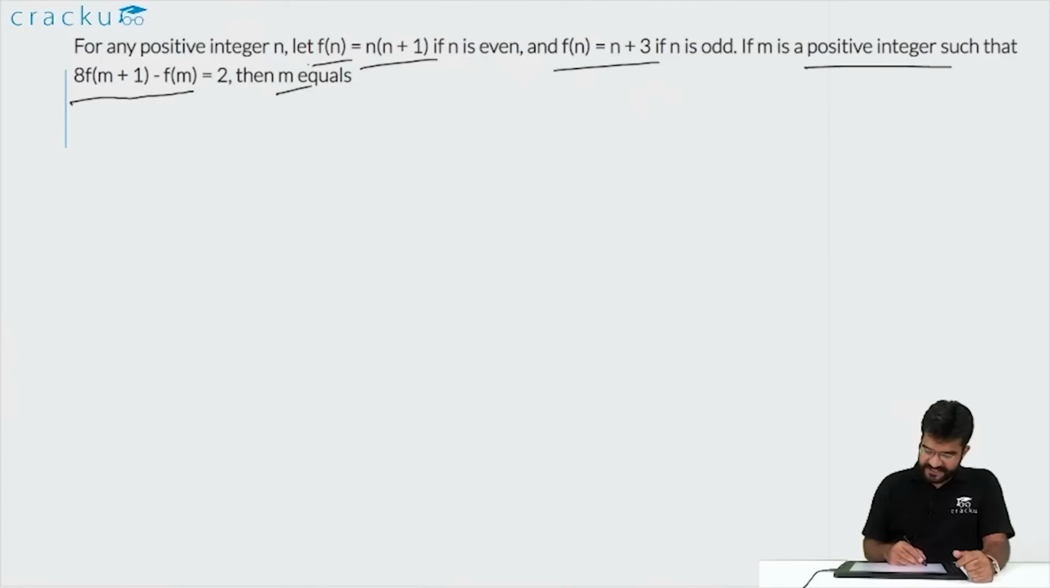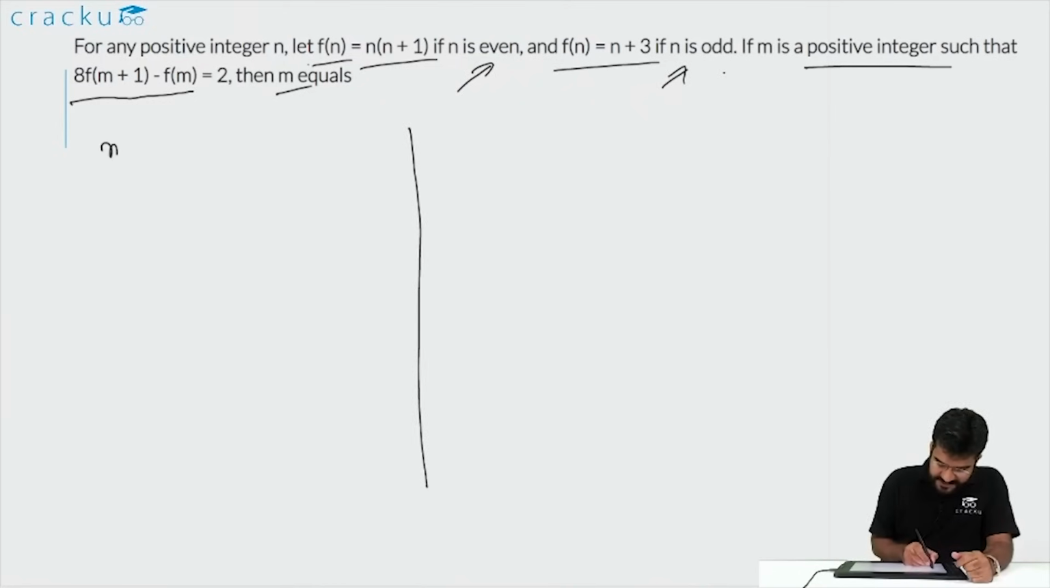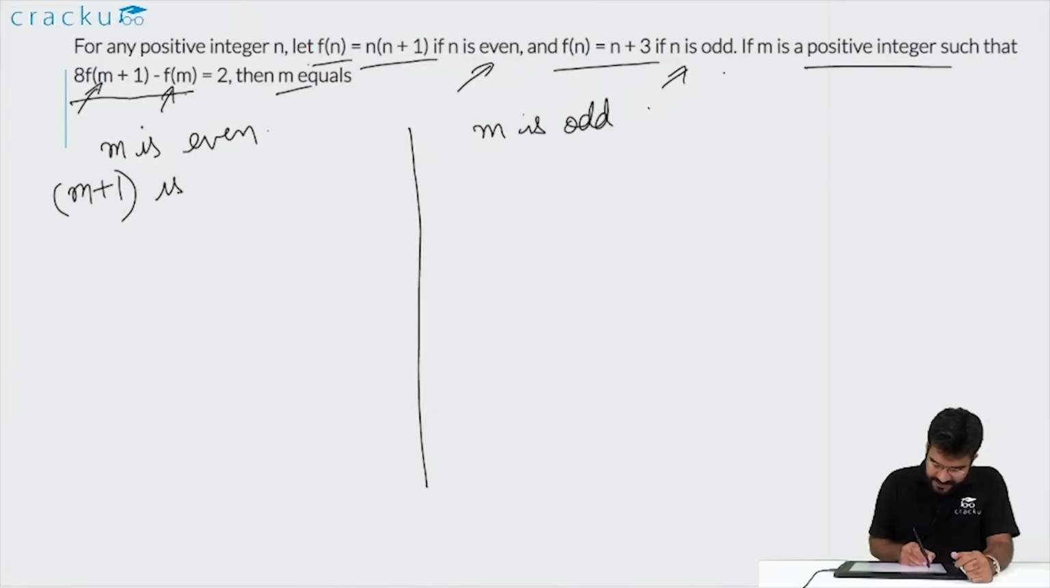Now because the function is different for even numbers and odd numbers, let us consider two cases. The first case is m is even. The second case is m is odd. Because we need to calculate f of m plus 1 and f of m, we'll also look at what m plus 1 will be in both cases. Whenever m is even, m plus 1 is odd, and whenever m is odd, m plus 1 is even.